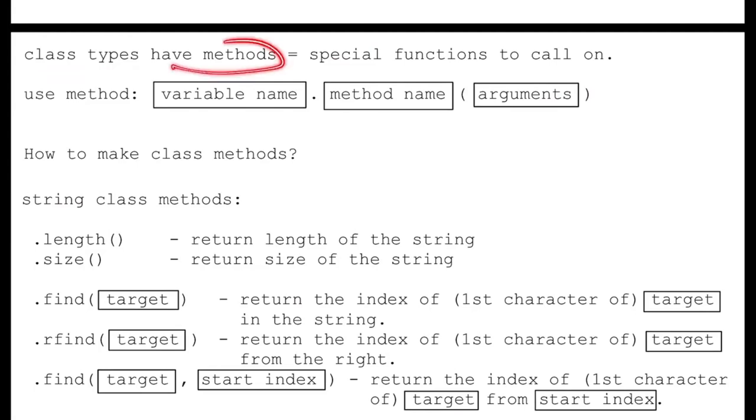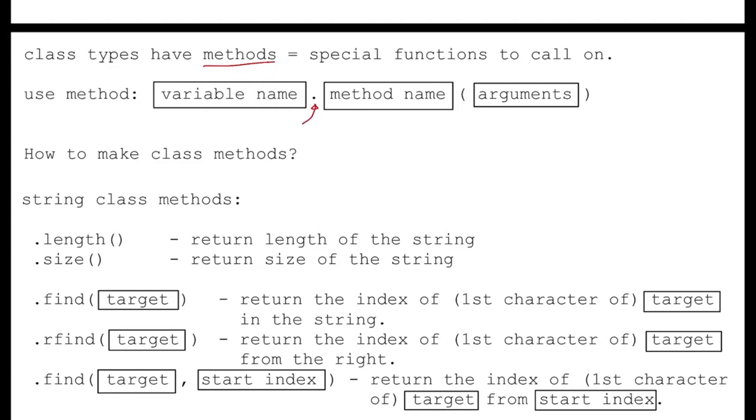Now, a method is probably another new term. A method is just a special function you can call, just like the function we used before. The way we use a method is very similar to a function. The difference is you have the variable name, whatever the variable of that class type is, and then you have this dot to select the method you want to use.